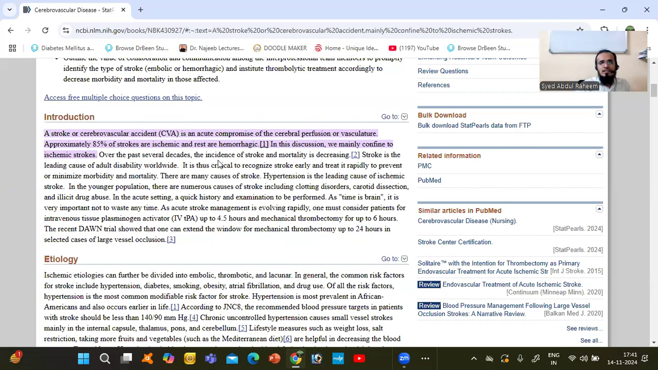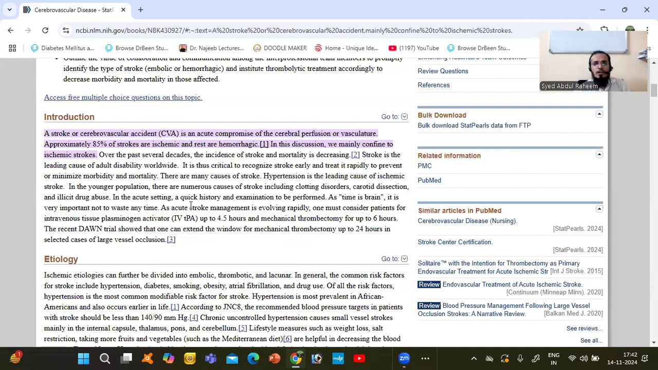Over the past several decades, the incidence of stroke mortality is decreasing. Okay. Stroke is the leading cause of adult disability worldwide. It is thus critical to recognize stroke early and treat it rapidly to prevent or minimize morbidity and mortality. There are many causes of stroke. Hypertension is the leading cause of ischemic stroke. In the younger population, there are numerous causes of stroke, including clotting disorder, carotid dissection, and illegal drug abuse.